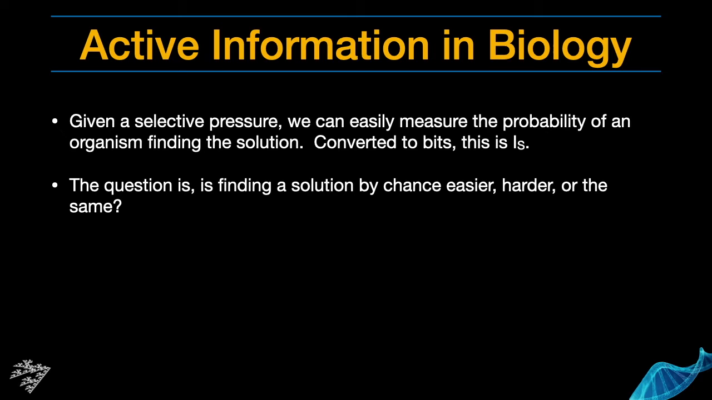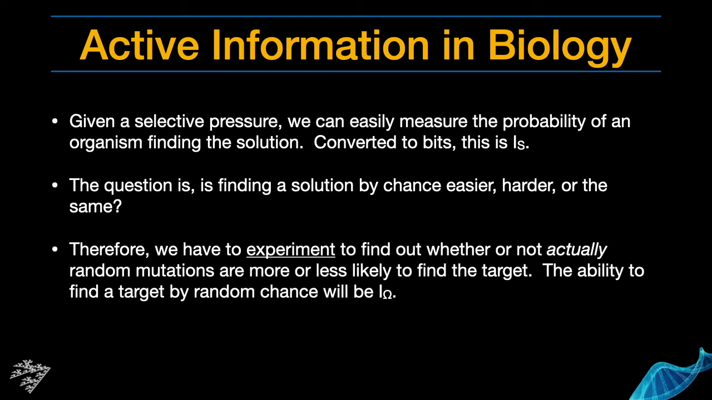Okay, so the question is: is finding a solution by chance easier, harder, or the same? We know what the probability is for the organism itself to find it, but the question we're asking is, is this a haphazard process or a directed process? The way we do that is we figure out the probability of it encountering this by chance. To figure that out, we have to experiment to find out whether random mutations are more or less likely to find the target. And the ability to find a target by random chance will be I omega.